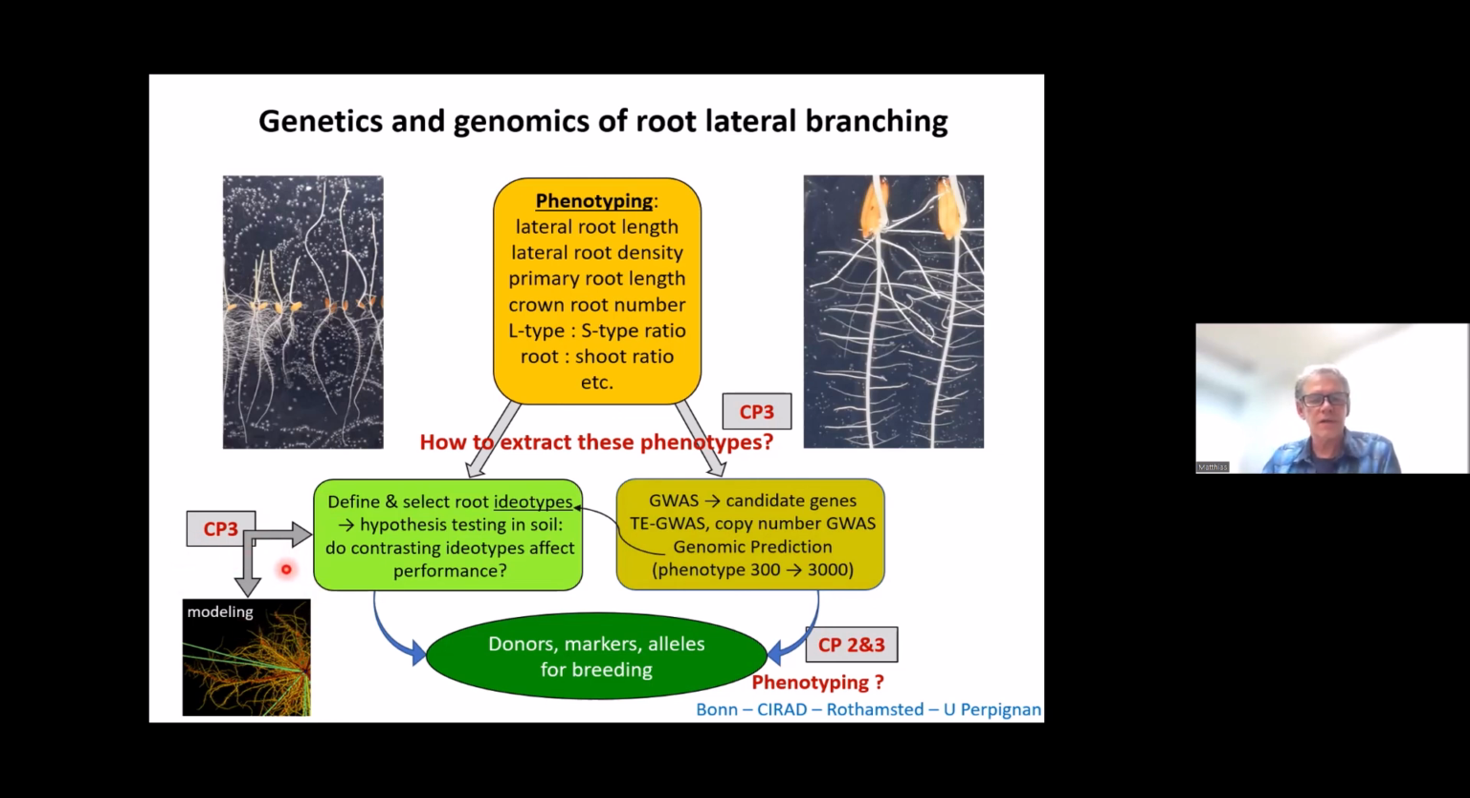A big question in all of these is how to extract these phenotypes. We have more than 1,000 images of these, and you can imagine that it's not a small feat to turn these images into usable data that can go into these processes. But in the end, what I hope is to find donors, markers, new alleles that can be used in breeding. And I think this is certainly one activity where there could be quite a few interactions with PhenoRob in different components.